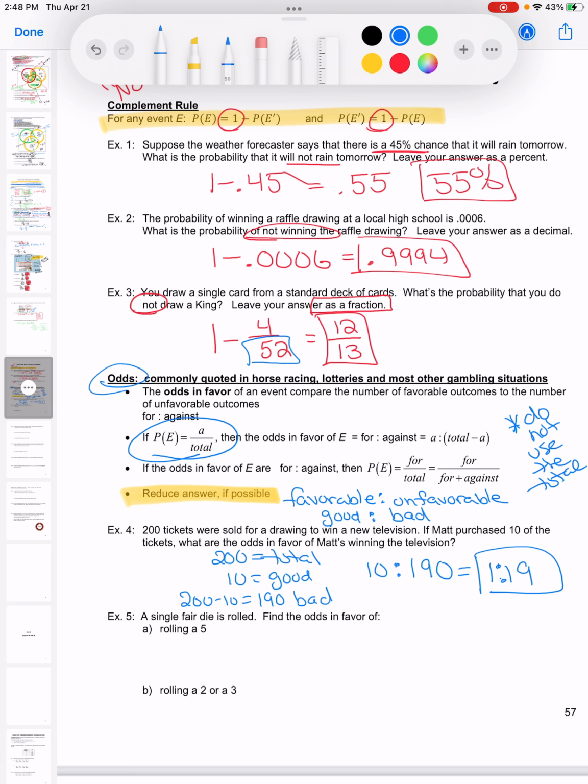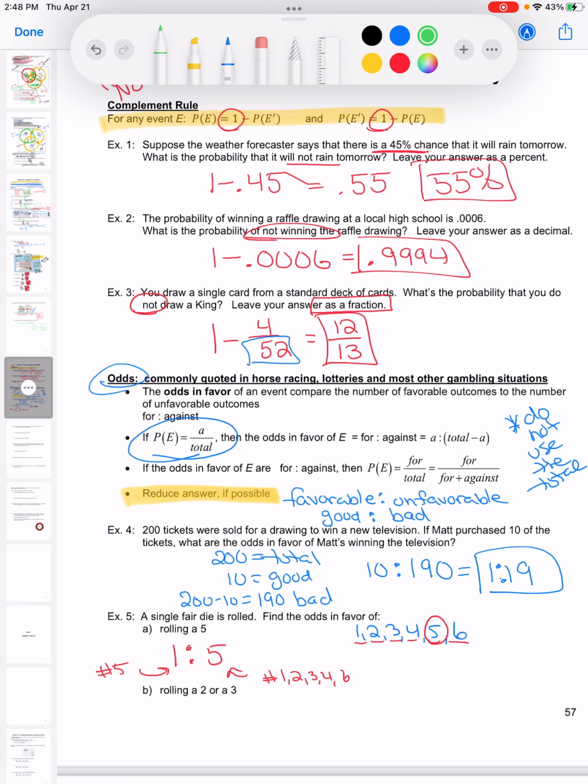So here's another example. The odds in favor of rolling a 5. So in a regular die, we have 6 numbers. There is 1 five, and there is 1, 2, 3, 4, 5 things that are not a 5. So that one's the number 5, and this is everything that wasn't the number 5. We can't reduce that down.